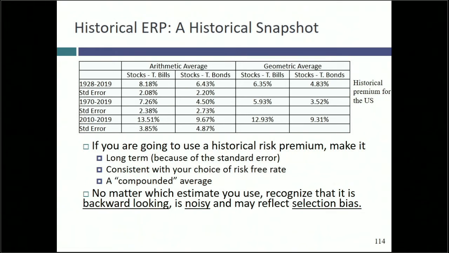The risk premium tends to be higher when I use T-bills as opposed to T-bonds, because term structures in the US have been upward sloping. T-bill rates are usually lower than T-bond rates. So when I compare the premiums there. And third, it even depends on how I compute my averages.